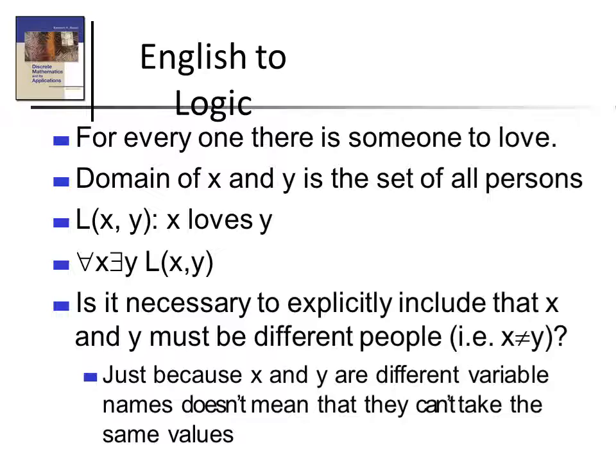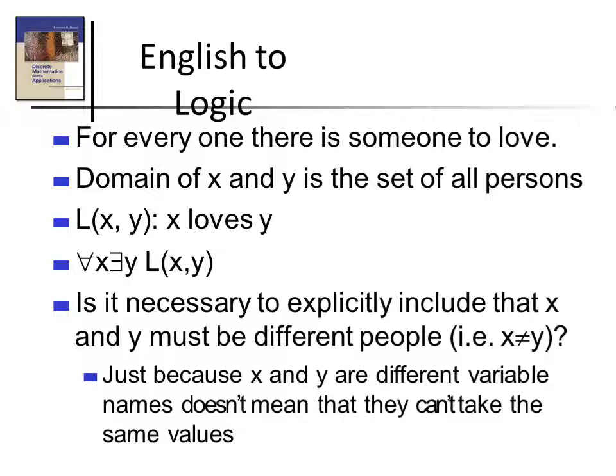Okay, there is another statement: for everyone, there is someone to love. Here, no specific class is specified. Someone means any one of all persons. The domain of x and y is the set of all persons.